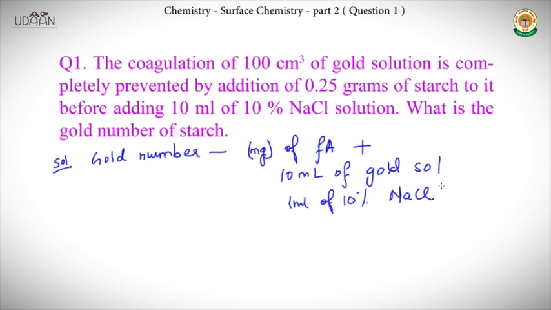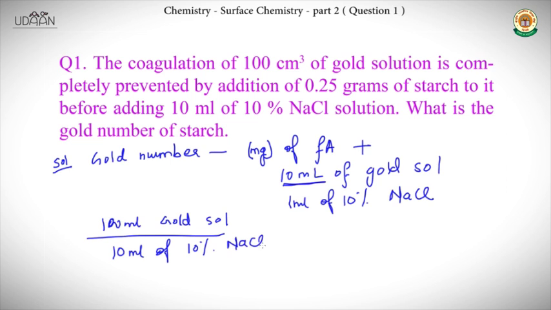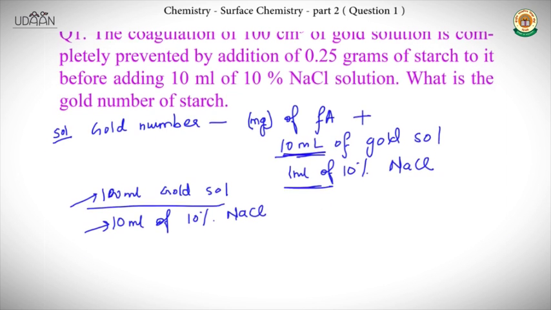Let's see what has been given to us in the question. We have 100 ml of gold sol, while in the standard definition we talk about 10 ml. And we are adding 10 ml of 10% NaCl. This is pretty straightforward, because if I'm adding 10 ml of 10% NaCl to 100 ml of gold sol, then I'll add 1 ml to 10 ml, by simple unitary calculations, because the ratio is the same.